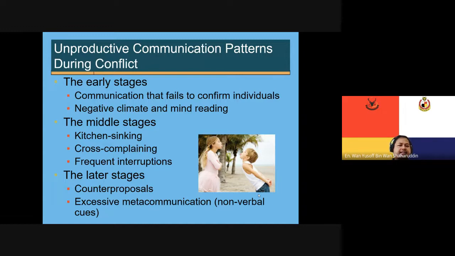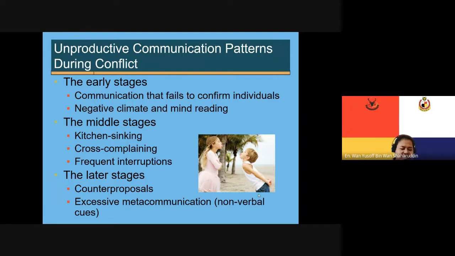And then negative climate and mind reading. Of course, the climate and the environment during that time will be very negative, and you will tend to be mind reading the person. For example, whatever it is that he is saying or about to say, you will think that everything is negative and negative. And then during the middle stages, kitchen sinking will happen.